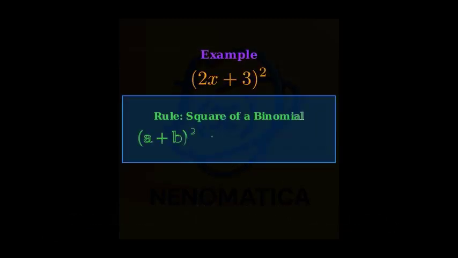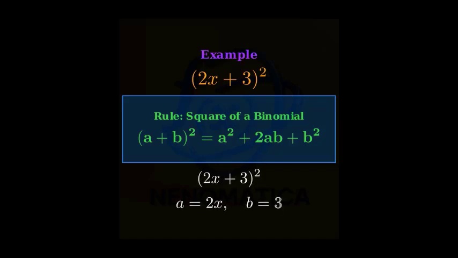We want to expand the square of the binomial 2x + 3. To solve this problem, we need to apply the square of a binomial formula. Let's apply this formula to our example. We need to identify the terms. In our expression, (2x + 3)², we can identify that a equals 2x and b equals 3.